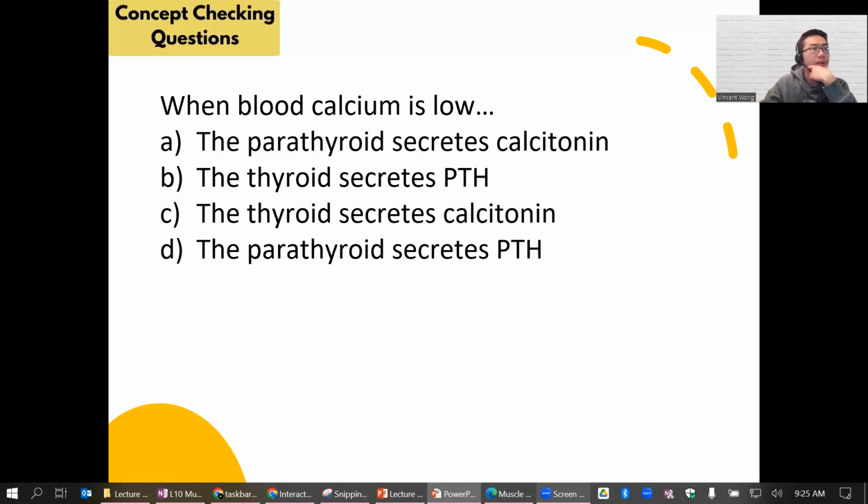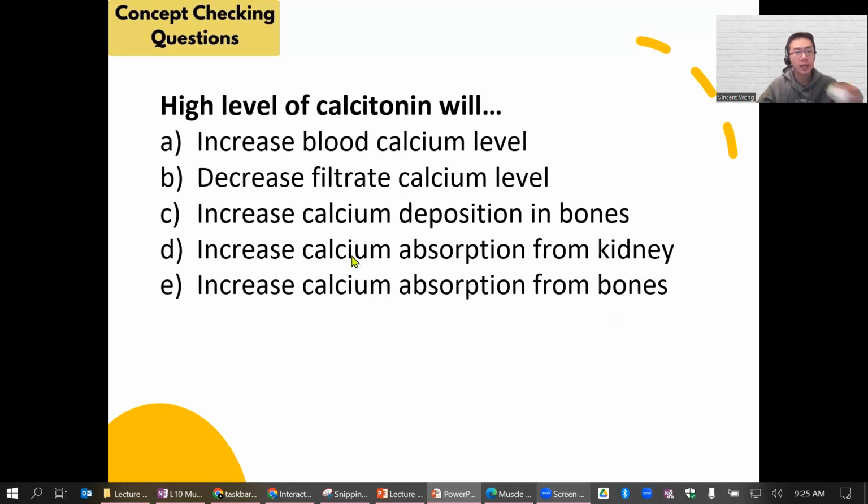Okay, very good. Most people got it right. The parathyroid gland, the ones at the back, will secrete the PTH, parathyroid hormone. Okay, let's try another one.